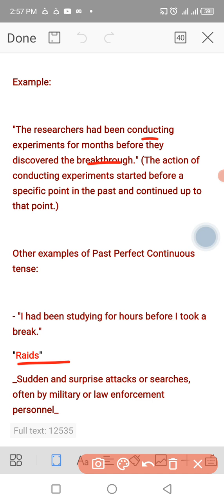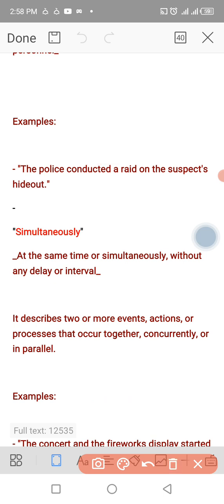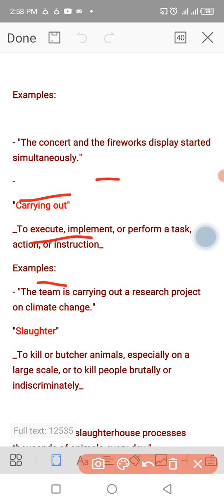Raids: sudden and surprise attacks or searches, often by military or law enforcement personnel. Example: the police conducted a raid on the suspect's hideout. Simultaneously: at the same time, or without any delay or interval. For example, the concert ended and the fireworks display started simultaneously.